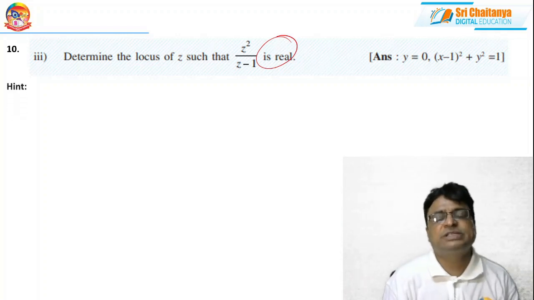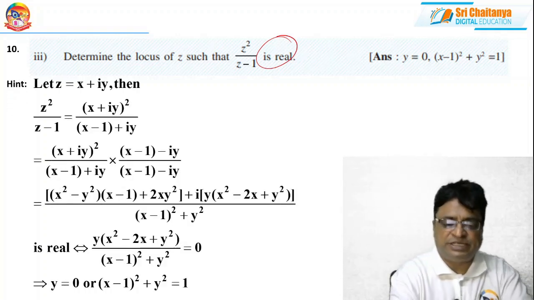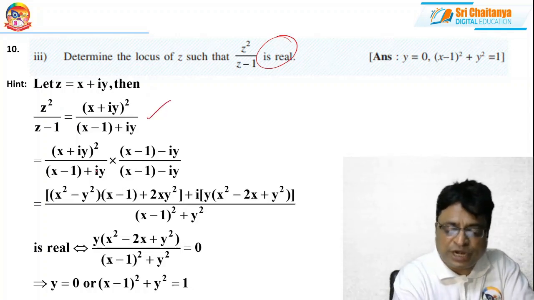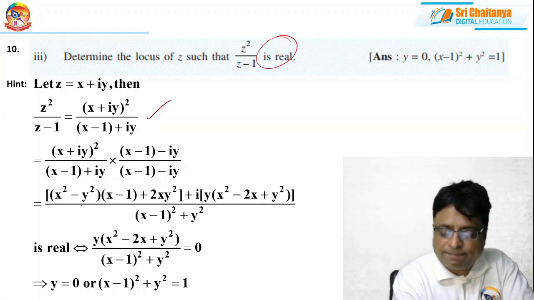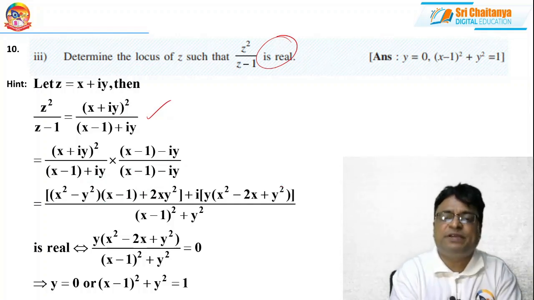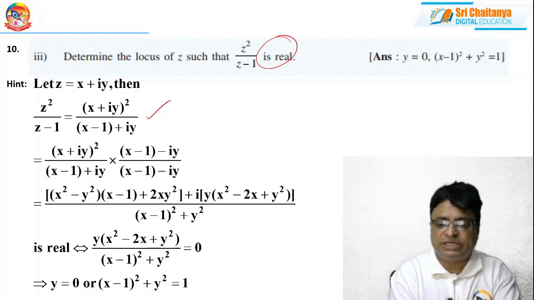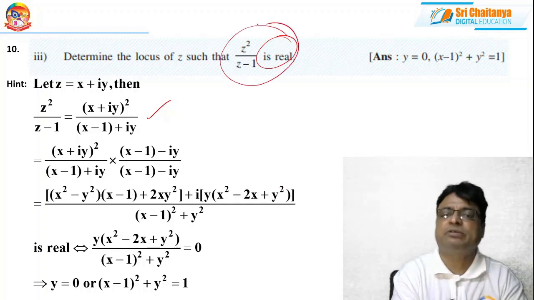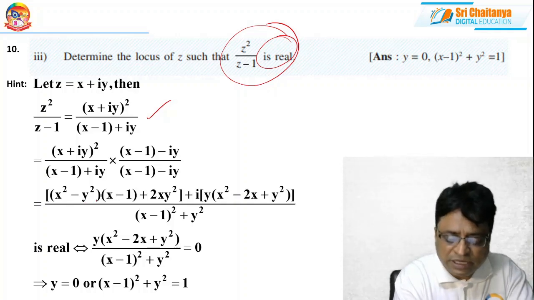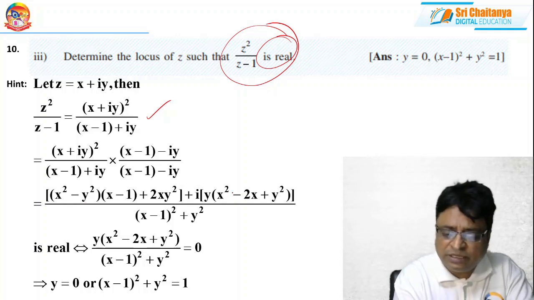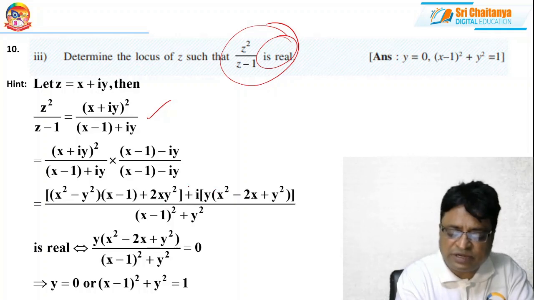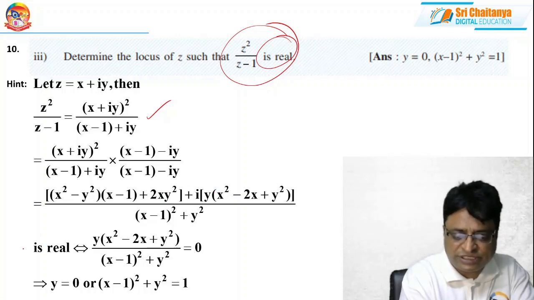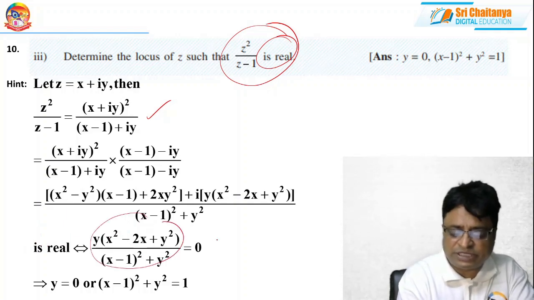How to see the steps? Let z equal x plus iy, so z squared by (z minus 1) is like this. You rationalize the denominator. It is not even necessary to simplify the entire thing, because it is given as real. So you collect the imaginary part. How to get the imaginary part? Real into imaginary plus imaginary into real. You collect that imaginary part, and since this is real, this imaginary part is 0.